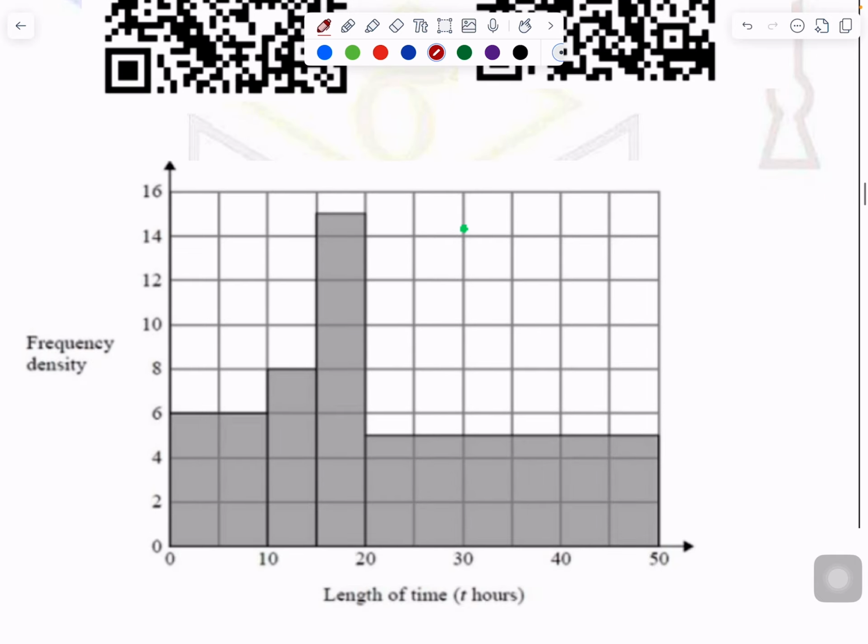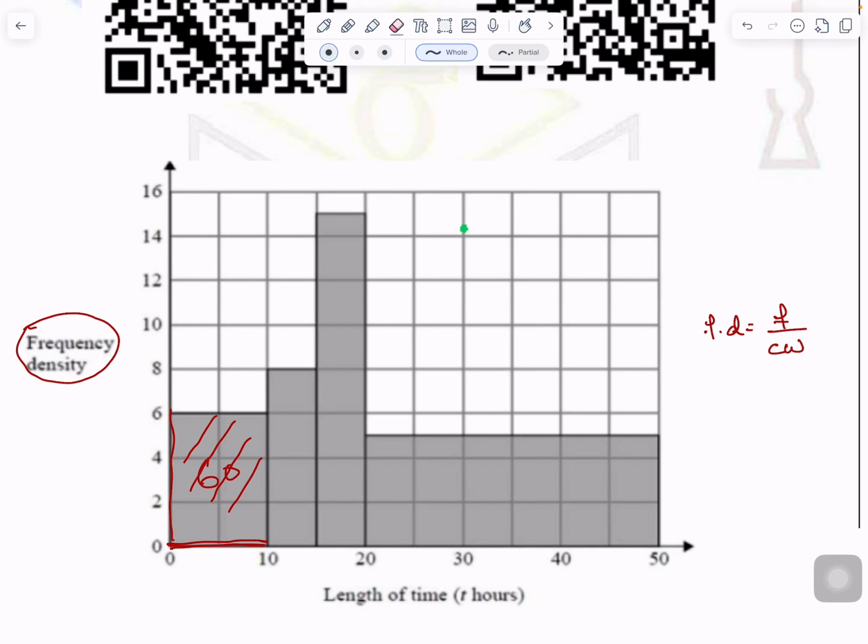So we know that a histogram is a graph of this type which has no gap between the bars, and the area of the bar represents the frequency. We also discussed the y-axis, which represents frequency density, and frequency density has a formula: frequency divided by class width. Now what is class width? This width, the interval from 0 to 10. So if I want to see the frequency of this, I will do 10 multiplied by 6, so it will be 60. So the frequency of the first bar is 60. We discussed this in the last video.